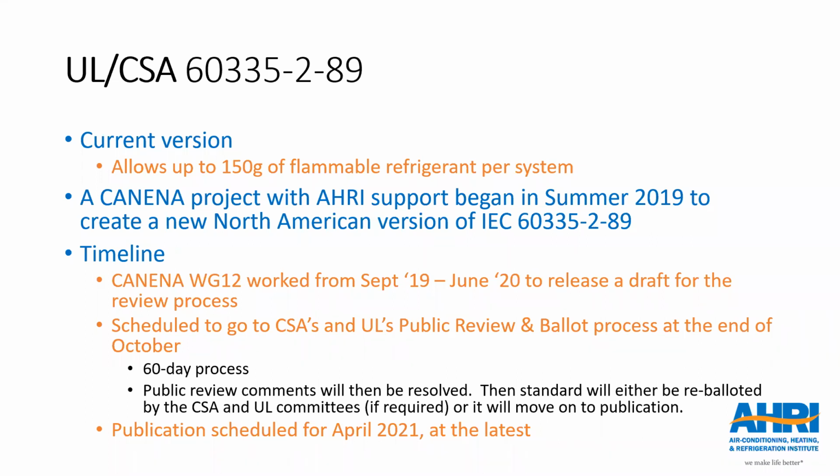Currently, this draft is scheduled to go into CSA's and UL's public review and ballot process in about a month from now. That step is a 60-day process. All of the public review comments will then be resolved by the working group. If substantive changes are required, that process will be repeated and it will go to another ballot. If not, the draft will move on to publication. So right now, the schedule for final publication of that UL/CSA standard is about April of 2021. That's assuming a second balloting phase is required. It could happen sooner, it's possible. So let's go to the next slide.